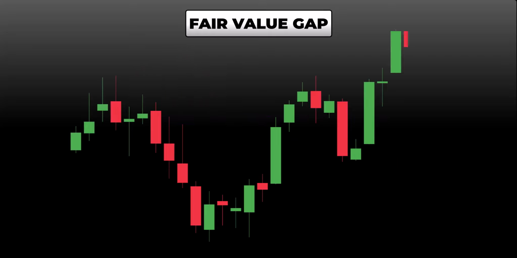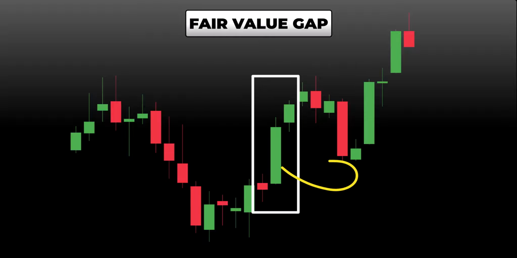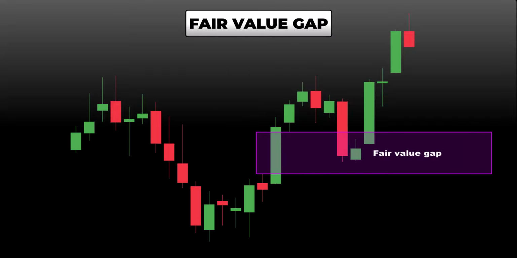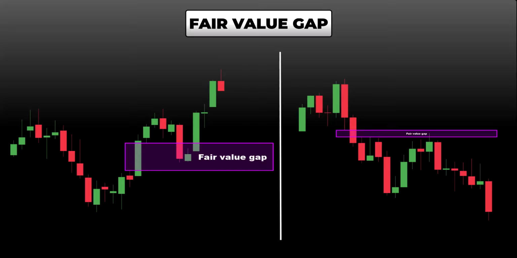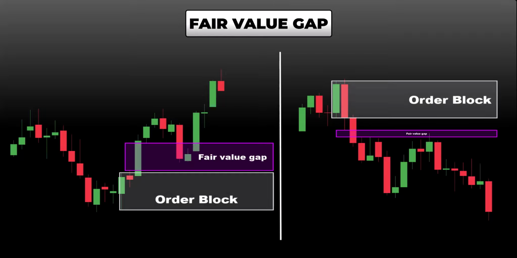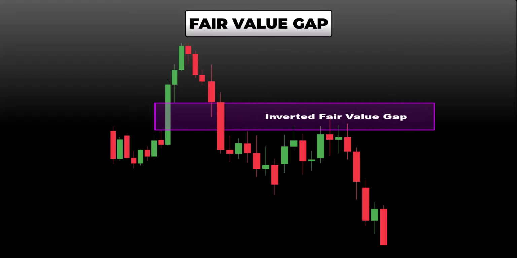So you can identify them by looking for strong displacement and then checking for 3 consecutive candles. If the first candle's high doesn't overlap the third candle's low, that's a bullish fair value gap. Not all gaps are equally strong. High probability gaps form with significant displacement and often alongside order blocks. Fair value gaps can invert too. When a bullish gap is violated, it often flips into a bearish inverse fair value gap, and vice versa. So context matters.